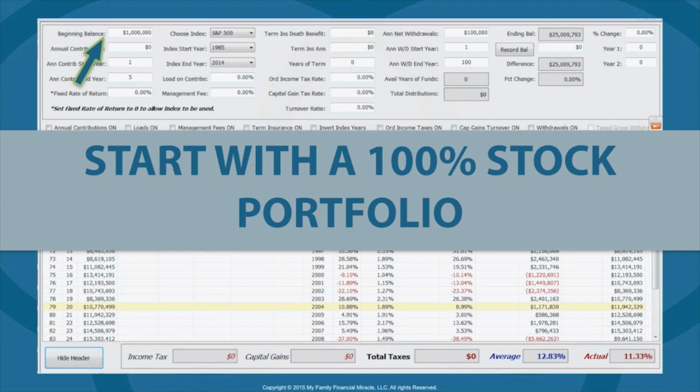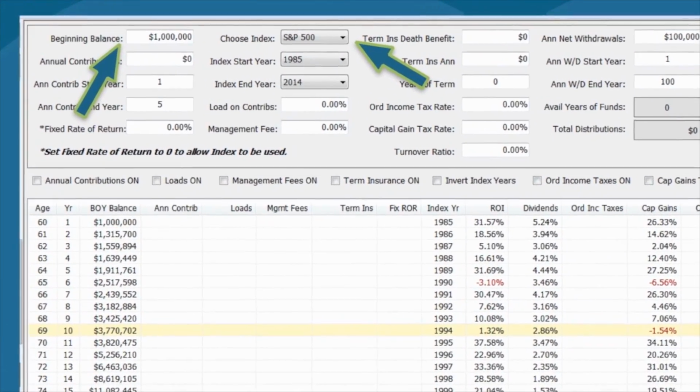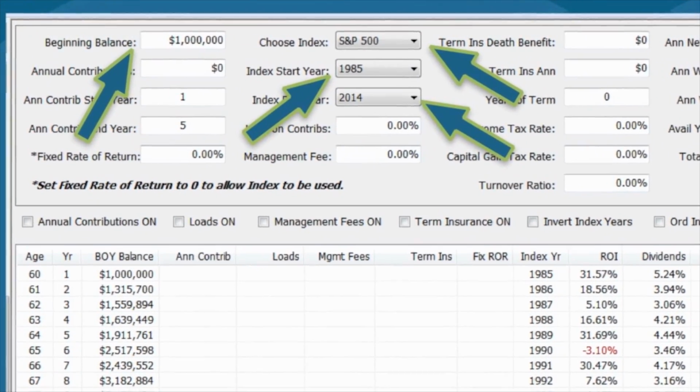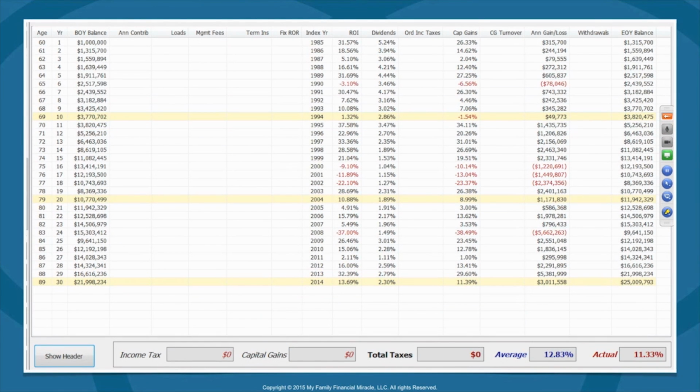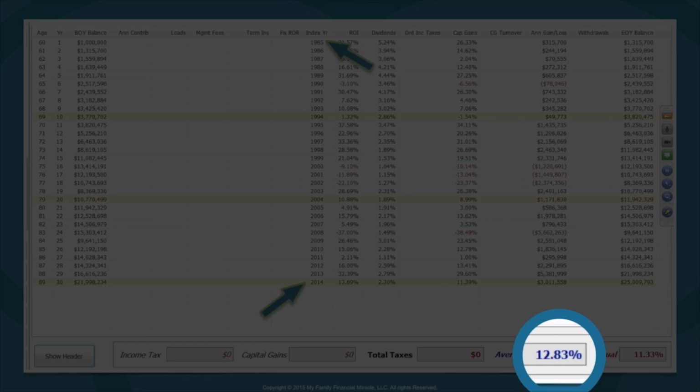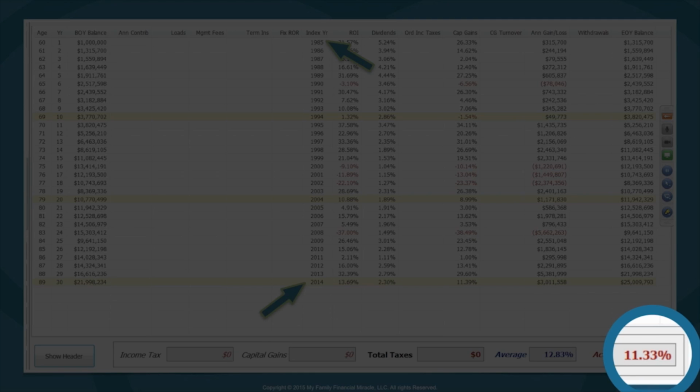I'm going to show you pulling an income stream off of a 100% stock portfolio. We're going to use the S&P 500 Total Return Index for this account. We're going to use the last 30-year history for that index from 1985 to 2014. We're going to ignore taxes, trading costs, management fees, and loads. I want to focus solely on sequence of return risk. With no withdrawals or expenses, our average rate of return from 1985 to 2014 was 12.83%. The actual return averaged 11.33%.